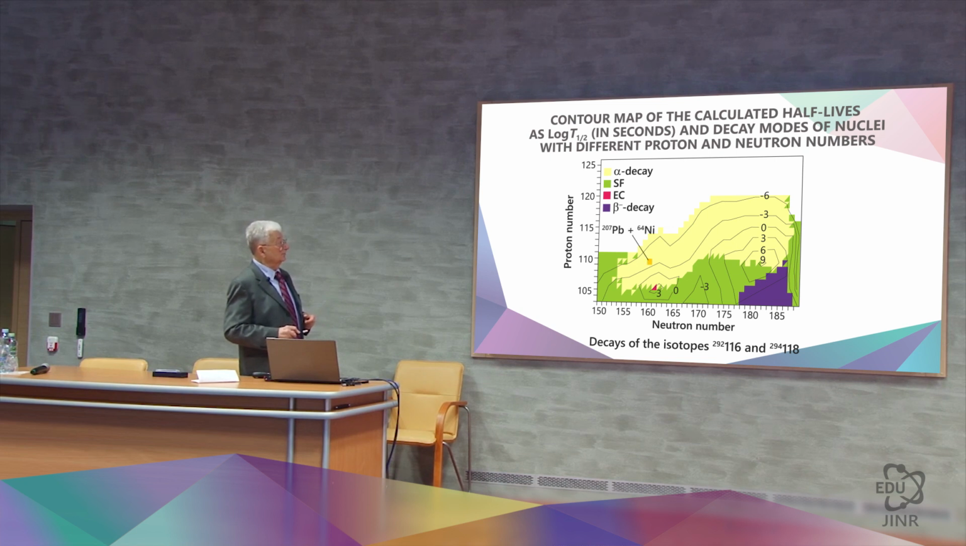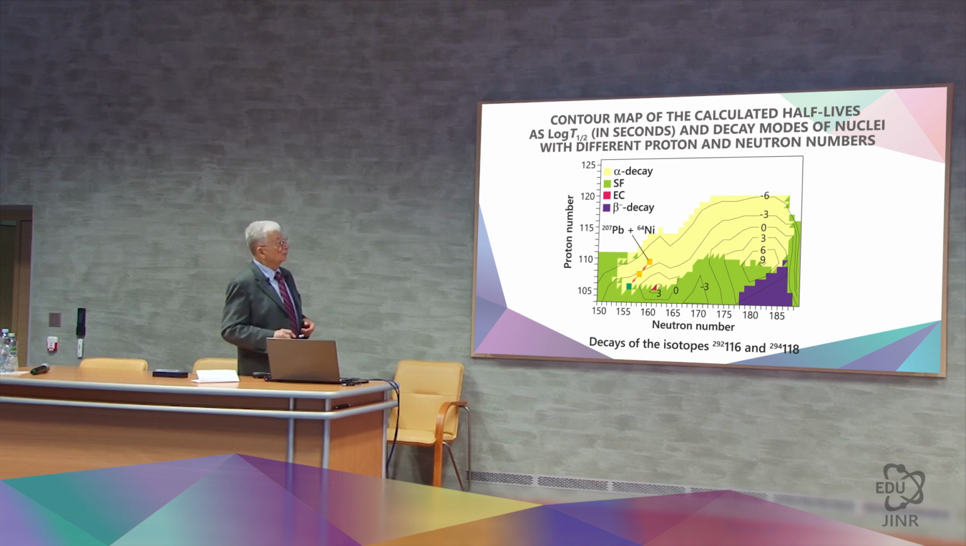Let's say lead-207 is irradiated with nickel. Then element 110 is obtained. It goes through alpha decay, becoming element 108, goes through another alpha decay, becoming element 106, which then undergoes spontaneous fission. Here is the chain.